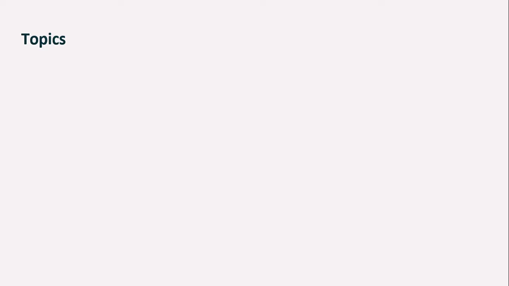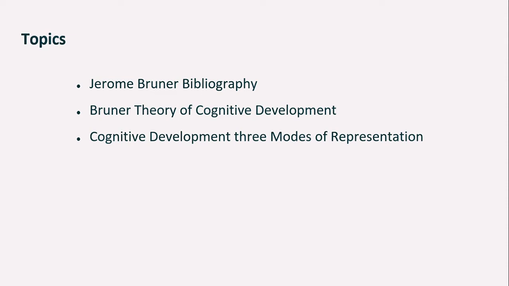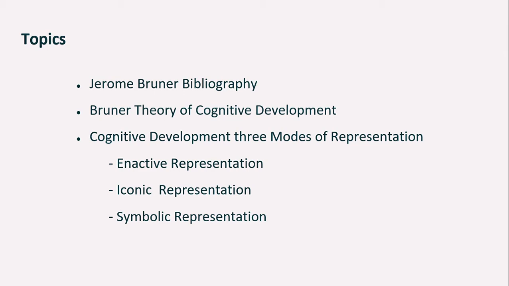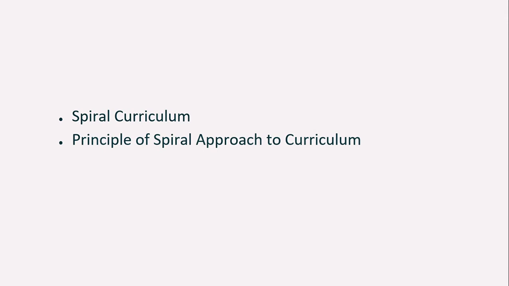Number one, here are the following subtopics that we are to discuss. Jerome Bruner's biography, Jerome Bruner's theory of cognitive development, also the cognitive development of three modes. We have its three parts, so isa-isa ho na to na discuss karon. We have enactive, iconic, and symbolic representation.